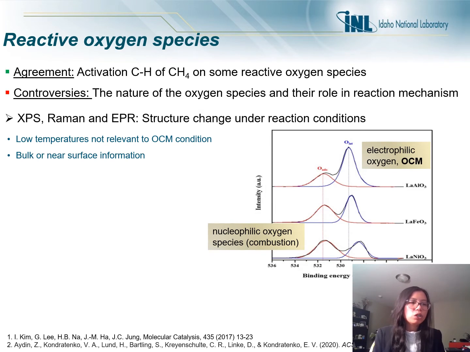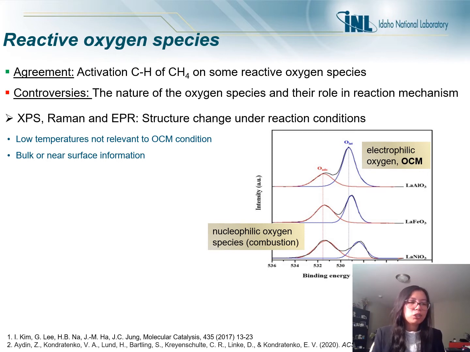There are many works on OCM catalyst structure characterization using spectroscopies like XPS, Raman, and EPR. For example, XPS is a very powerful technique to investigate different oxygen species by looking at their oxygen binding energy. Depending on the binding energy, different types of oxygen species can be proposed, which are assigned to either selective or non-selective oxygen species for the OCM reaction.